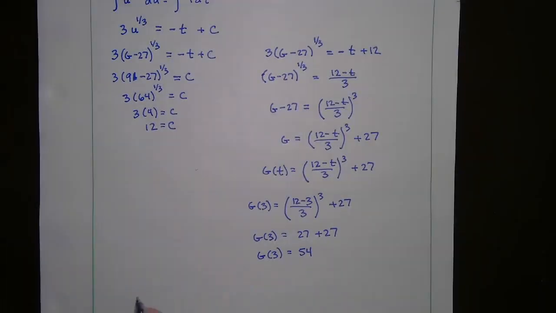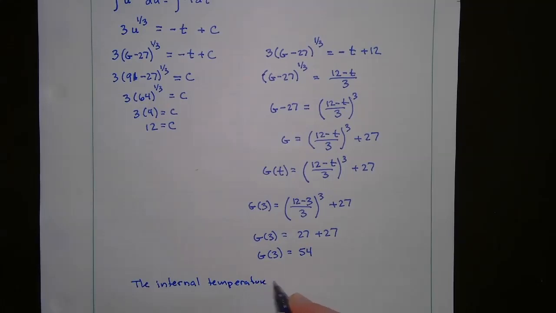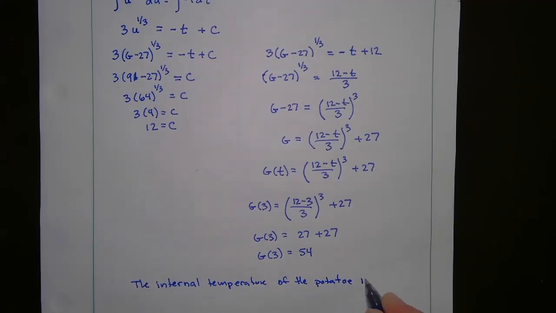So I would write a little statement here. The internal temperature of the potato is 54 degrees Celsius at t equals 3 minutes. Because remember, t was measured in minutes.